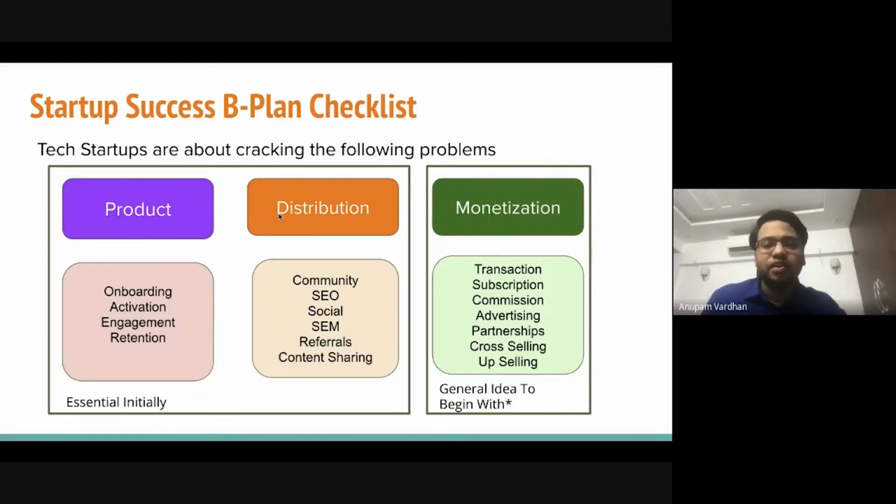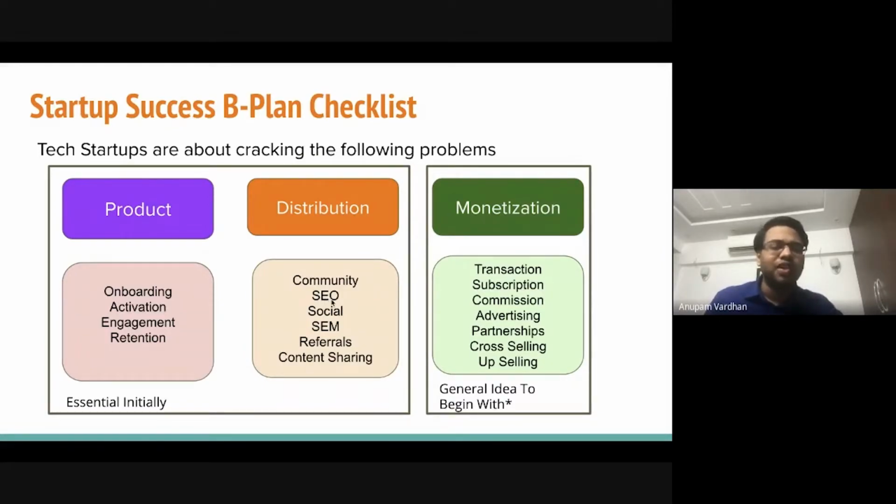The next part of the puzzle is solving for distribution. Most first-time founders focus completely on product. Some of them look at monetization, but they forget about the distribution part, and that is where a lot of first-time founders actually fail. There are various ways to distribute your product. This is becoming common knowledge over time, but community is a very solid way to do this. And I think the folks at Metvy also have been doing this pretty well, right? SEO, search engine optimization, is yet another piece which you need to crack early on.